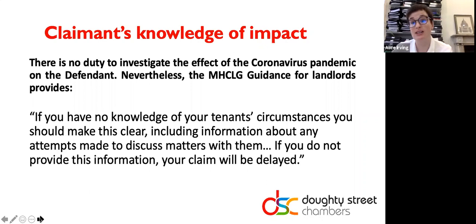But obviously this is just a guidance document. It's not statutory guidance either, so it's not technically binding on the court, but I think it's something you can point to if a judge is minded to flag something through, even though there is no information available to the court about the impact of the pandemic on the defendant.